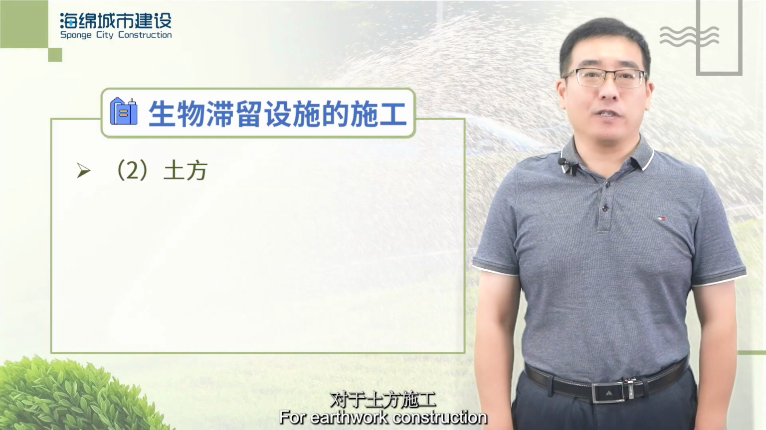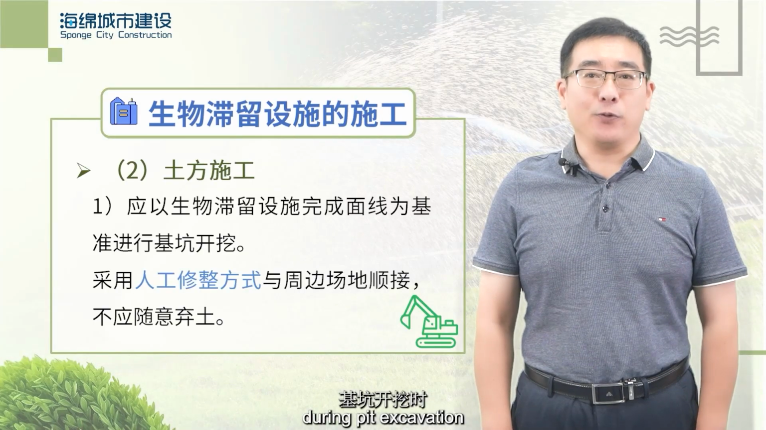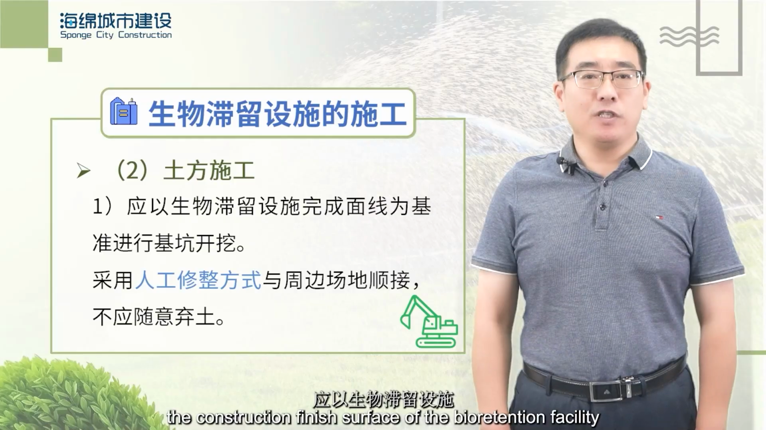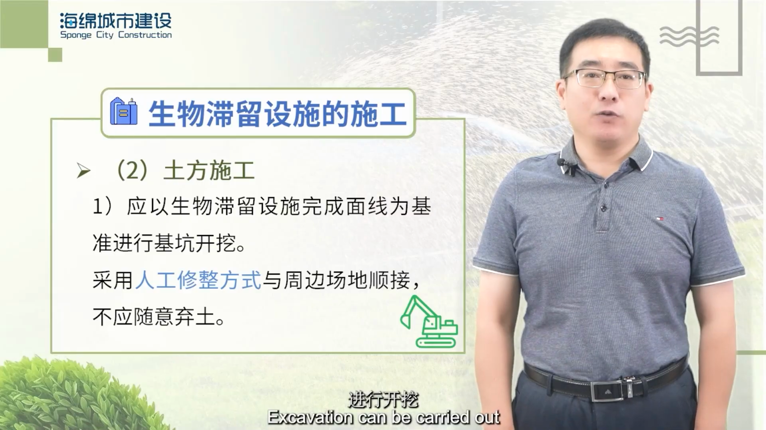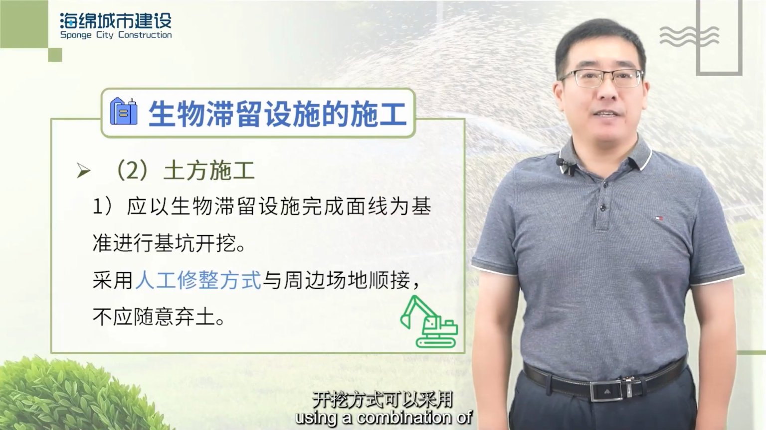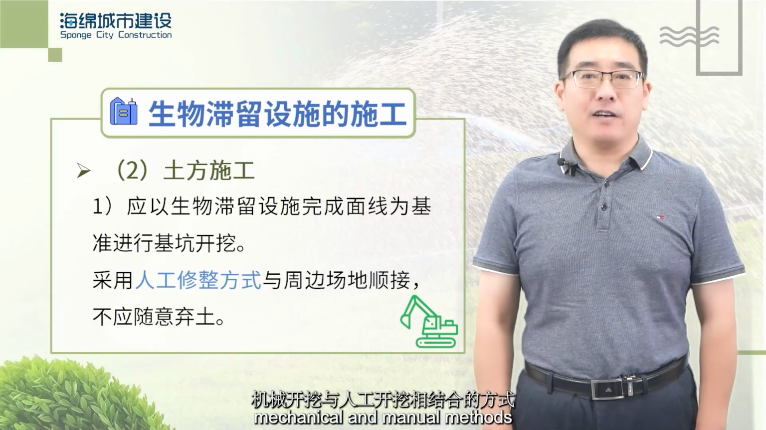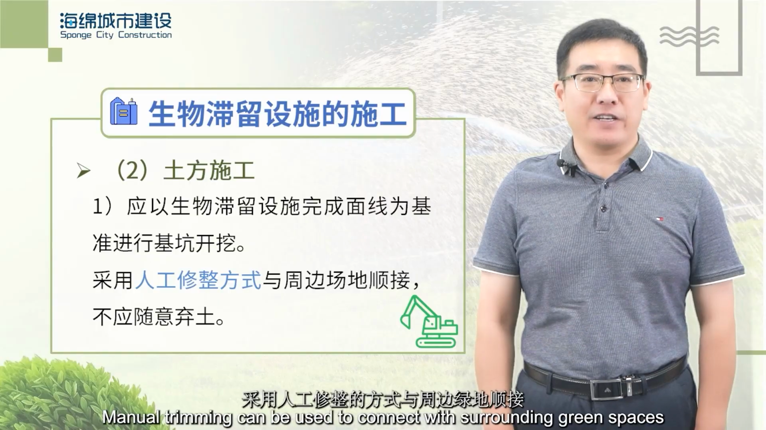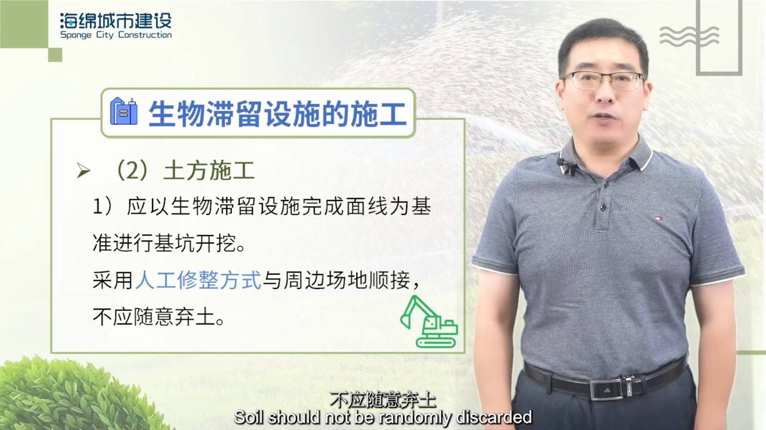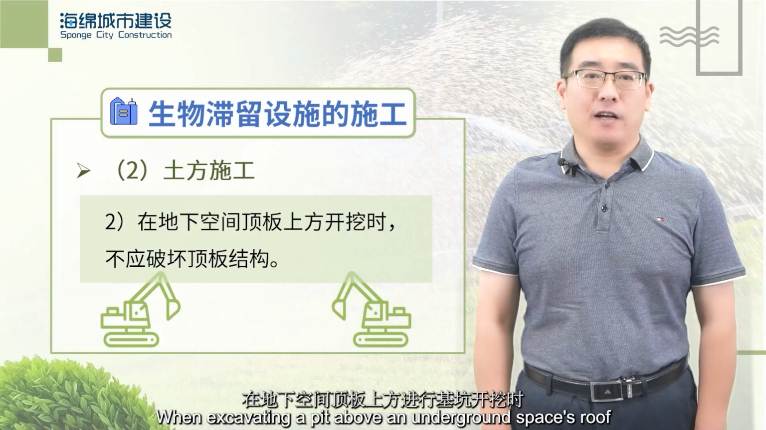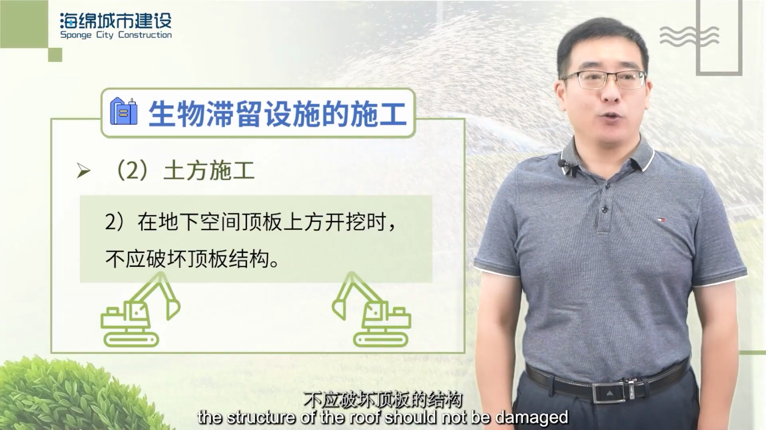This is to prevent pipeline damage during excavation. For earthwork construction, during pit excavation, the construction finished surface of the bioretention facility should be used as the reference. Excavation can be carried out using a combination of mechanical and manual methods. Manual trimming can be used to connect with surrounding green spaces. Soil should not be randomly discarded when excavating a pit above an underground space's roof. The structure of the roof should not be damaged.